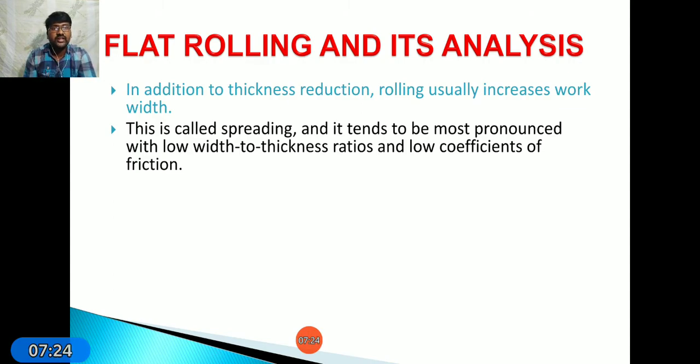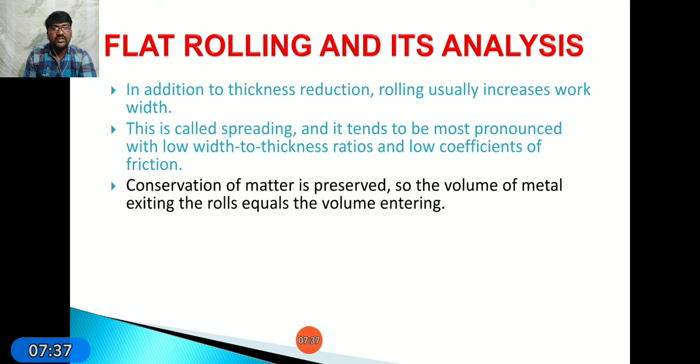This is called spreading. When the width increases, it is called spreading, and it tends to be most pronounced with a low width to thickness ratio and a low coefficient of friction that should be maintained. Next, conservation of matter is preserved, so the volume of metal exiting the rolls is equal to the volume entering. In this process, the volume before and after rolling is constant, the volume is not changed.